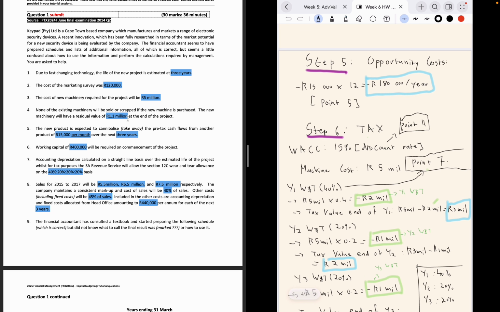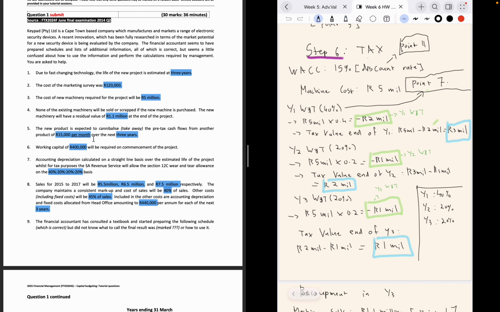Okay, step 5, let's calculate our opportunity costs. So go to point 5. They tell us that the new product is expected to cannibalize or take away the pre-tax cash flows from another product of 15,000 Rand per month over the next 3 years. So negative 15,000 Rand times 12 is negative 180,000 Rand a year. So that's our opportunity cost from the project per year.